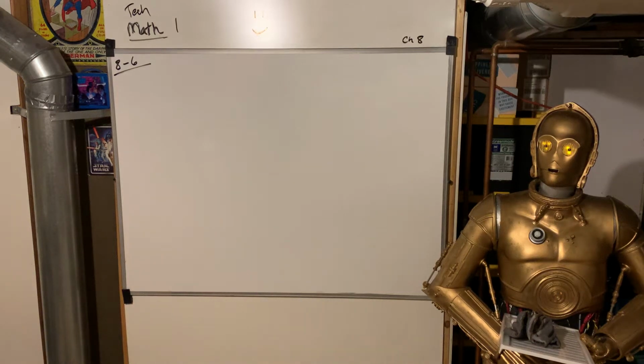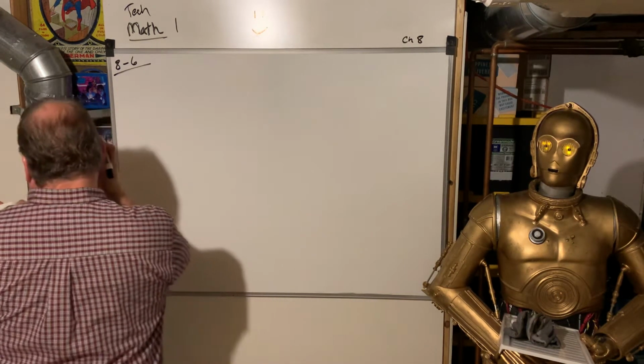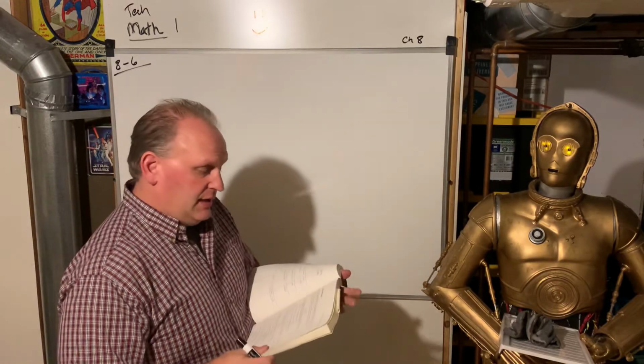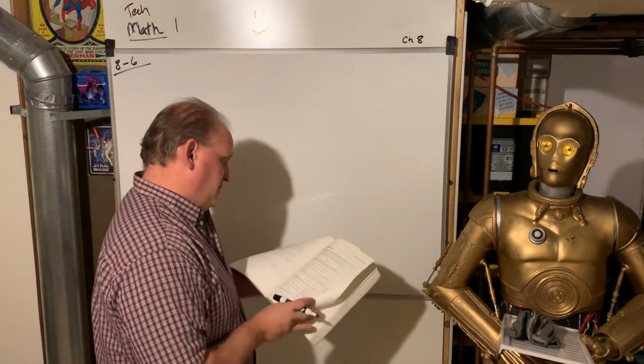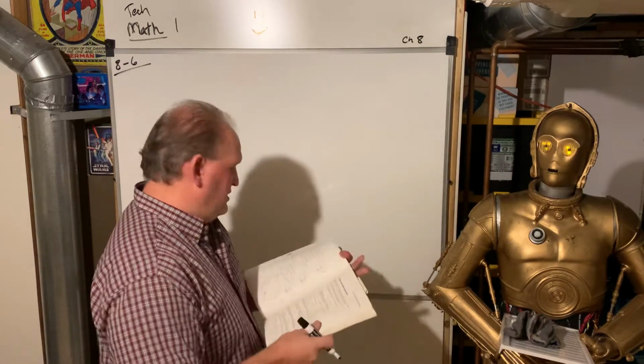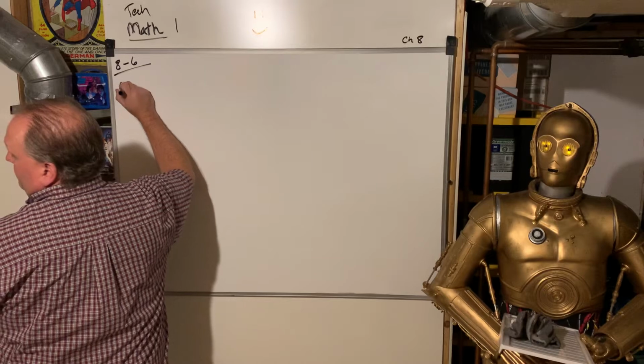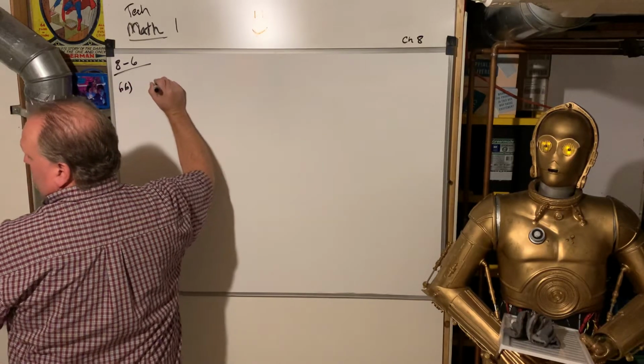Back. This is Techmath1. We're looking at chapter 8, specifically 8.6, in the blue book on page 341. So equivalent forms, we're just going to do one in this section. Let's look at number 66 on page 342.